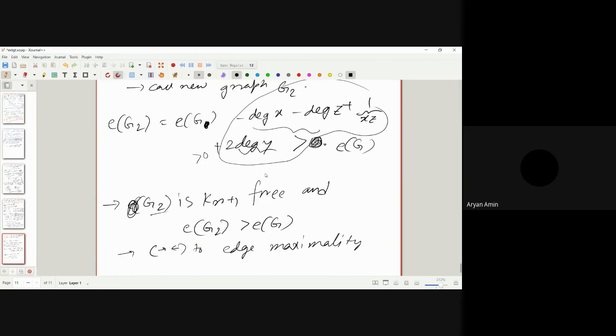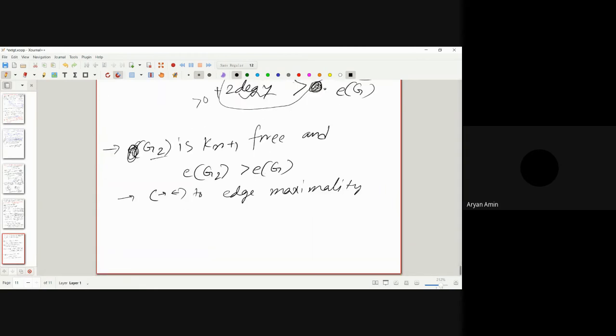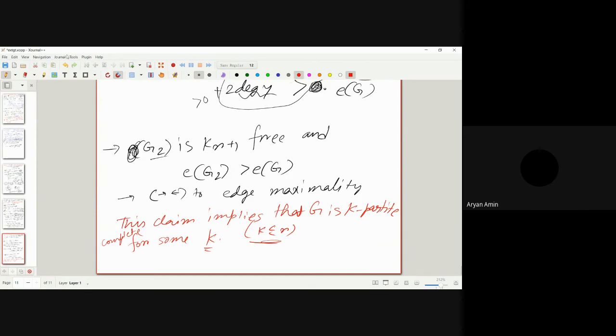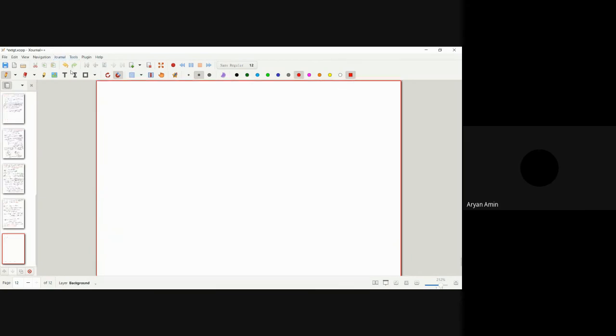So this claim is going to imply that G is complete k-partite for some k, not r-partite necessarily. Are there any questions? Also, k is obviously at most r, because otherwise there would be an (r+1)-clique, right? So any questions regarding this? I'll just move on to the next part of the proof. Also, I might need maybe 5 to 10 minutes extra because I plan to cover a bit more.